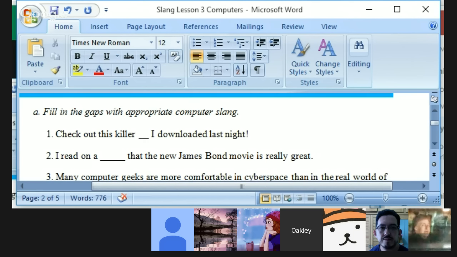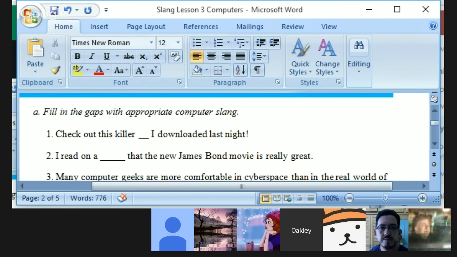Okay. Now I understand why you would say that, because there is "killer" used as an adjective here. Okay, so software, check out this killer software.